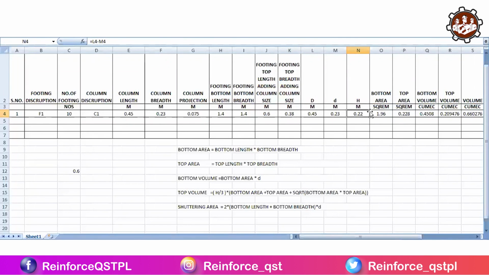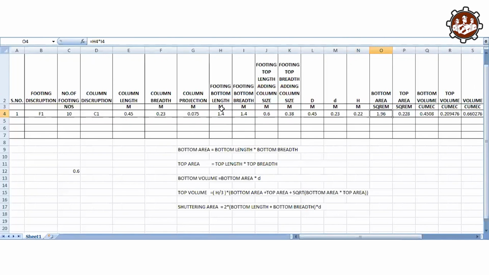After this we find out the bottom area. Okay, this is the formula for the bottom area, bottom length into bottom breadth. This is the footing bottom length, this is the footing bottom breadth, we multiply, so we get the bottom area. Next we have the top area. To find out the top area, we have top length into top breadth. Okay, so top length is given here, that we already calculated, top breadth is given here, we multiply, so we get the top area.